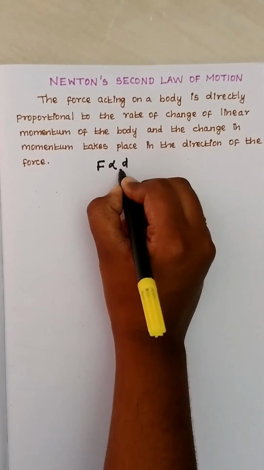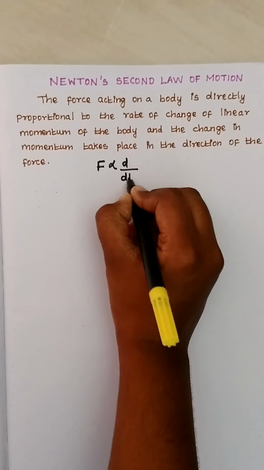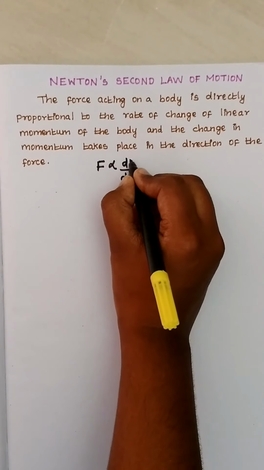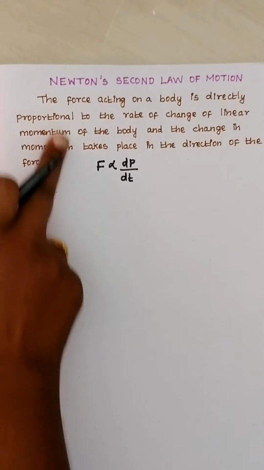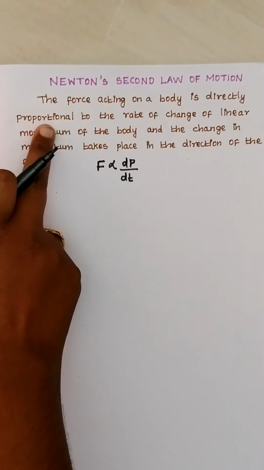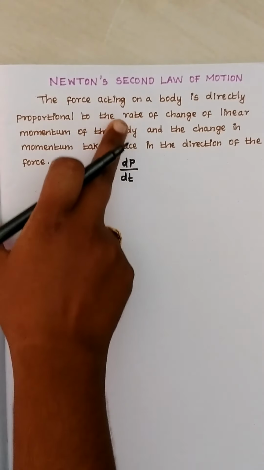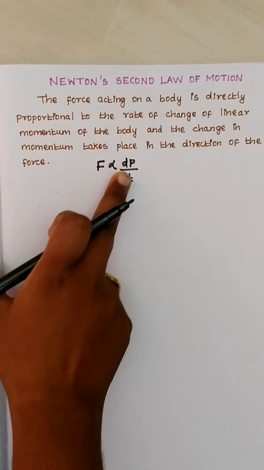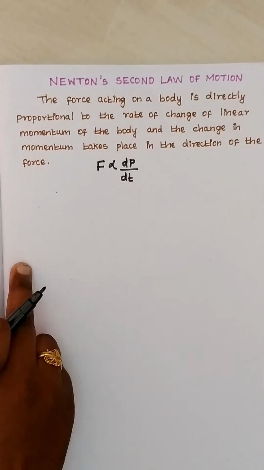So rate of change you can write as d by dt. We know momentum symbol is p. சரியா, இதுதான் நான் ஈக்குவேஷன்ல எழுதியிருக்கேன். The force acting on a body is proportional to rate of change means d by dt. So rate of change of momentum.